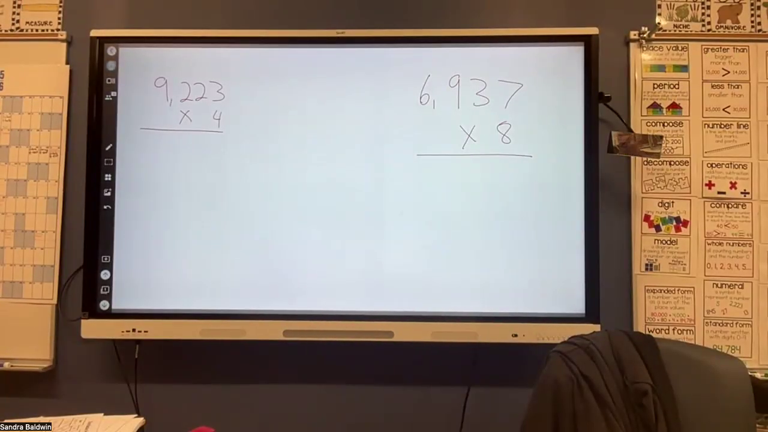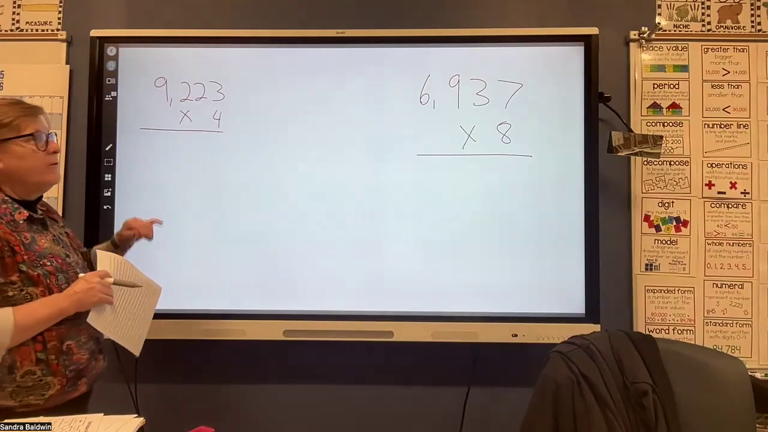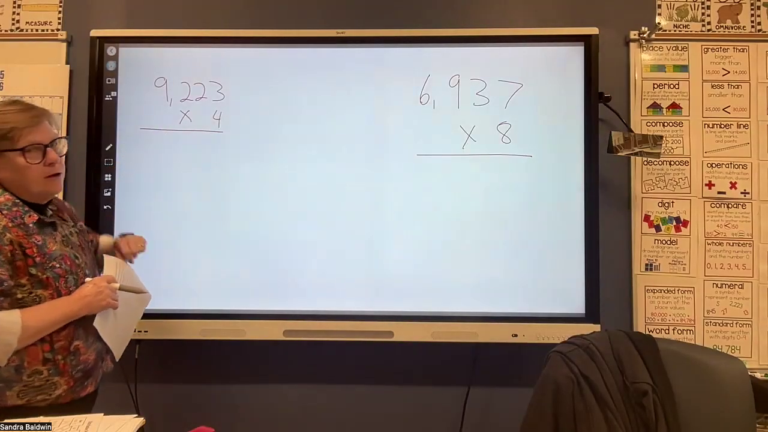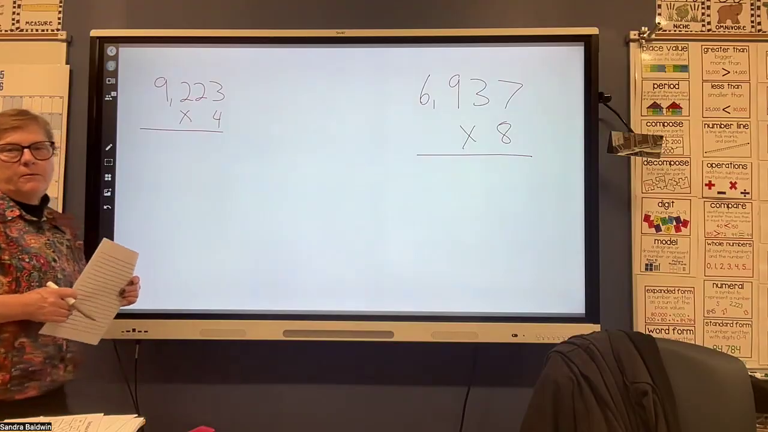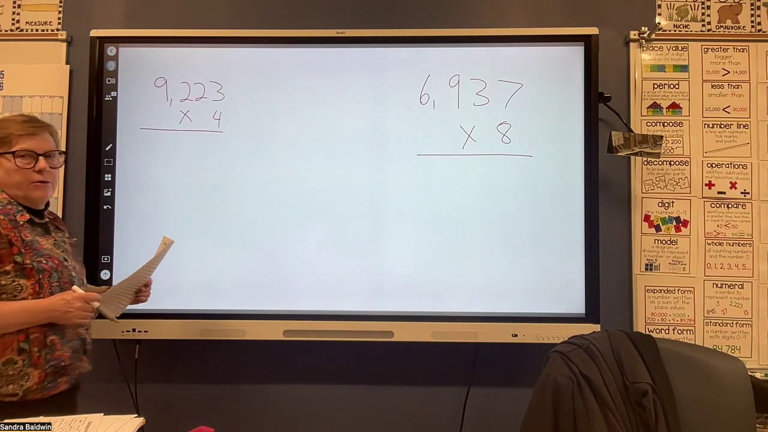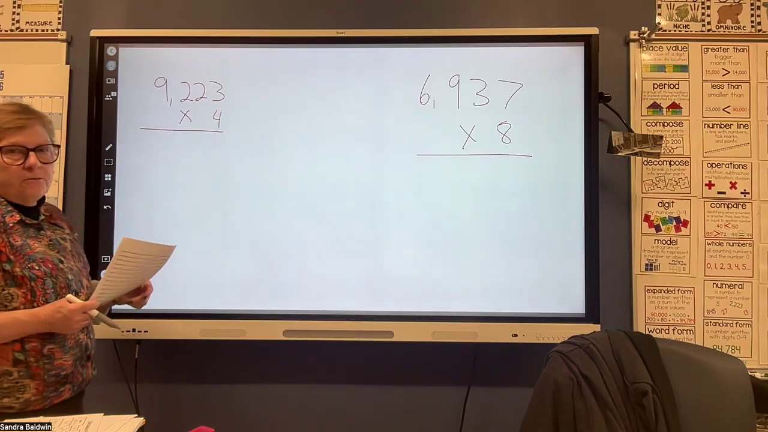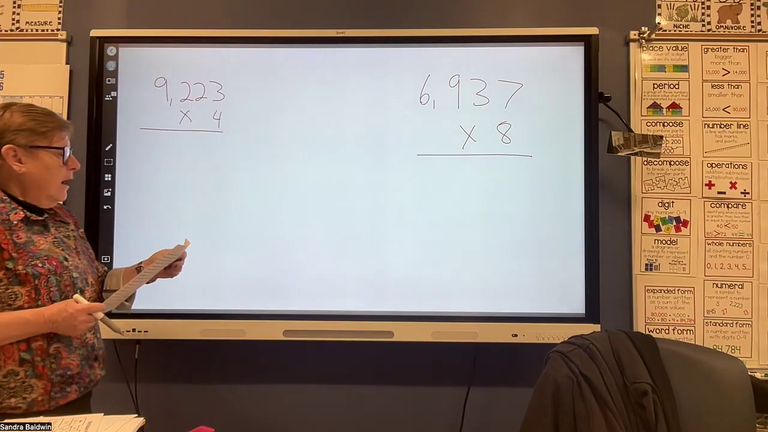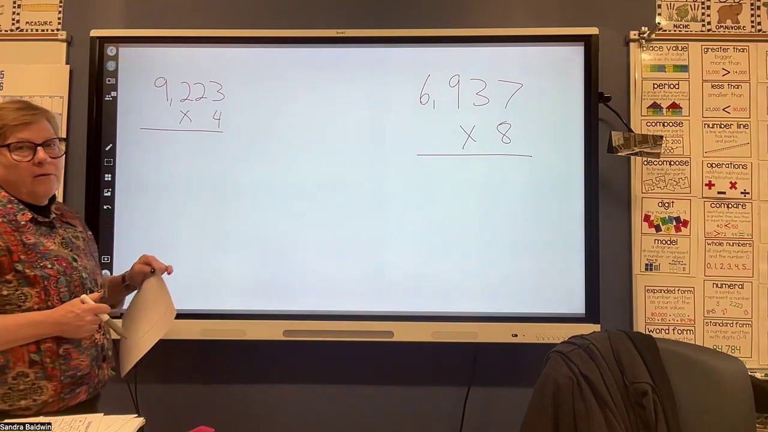Okay, boys and girls, the homework today is 4 digits multiplied by a single digit. We are going to use our box method to solve this problem. Step 1, I wrote the problem down.